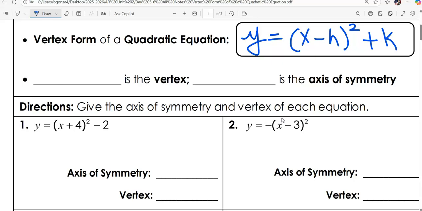Vertex form. All right, what is the vertex? Go ahead and put h, comma, k. (h, k) is the vertex. And x equals h is the axis of symmetry. Okay? This is going to be very similar to the last two notes and assignments, but it's a new format. So it's not the standard form anymore. This is called the vertex form because looking at it, there's the vertex, h and k.